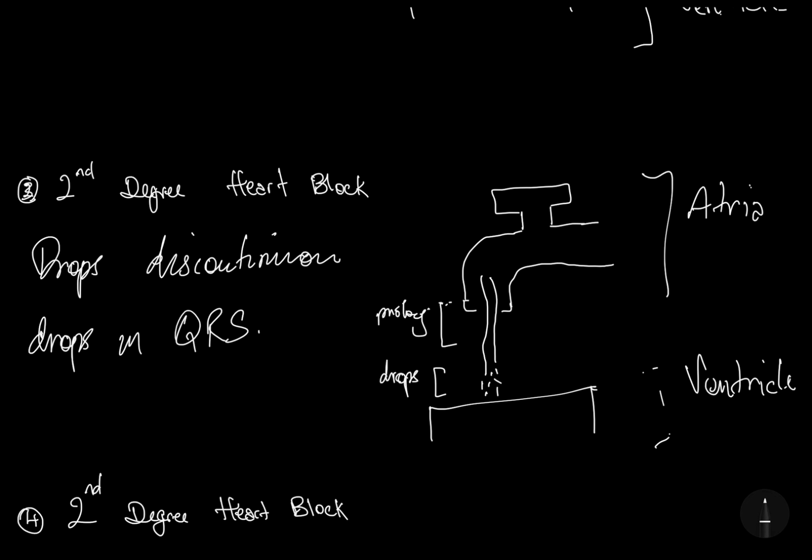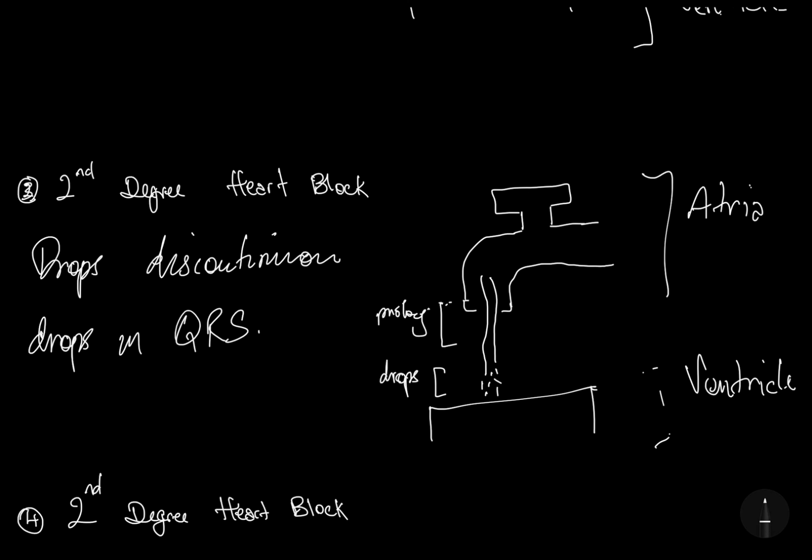And then there's the 2-to-1 and all of that. We're not going into all of that right now, but this is how we remember that if we continue to turn the faucet, we start seeing some discontinuity at the end of the stream, and that would equal some drops in the QRS complex.